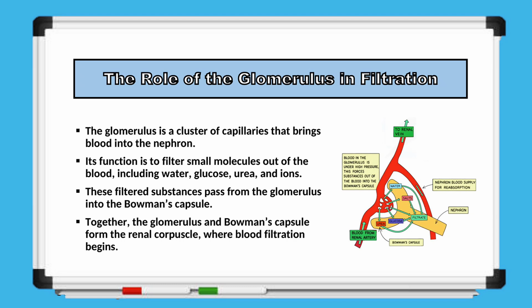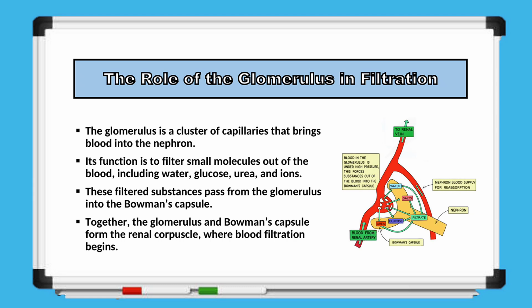Now, the role of the glomerulus in filtration is very important. First of all, the glomerulus is a cluster of tiny capillaries that brings blood into the nephron. Its main function is to filter small molecules from the blood, including water, glucose, urea, and ions. These filtered substances then pass from the glomerulus into the Bowman's capsule. Together, the glomerulus and Bowman's capsule form the renal corpuscle, which is where the process of blood filtration begins.